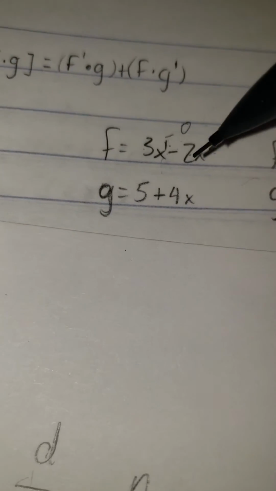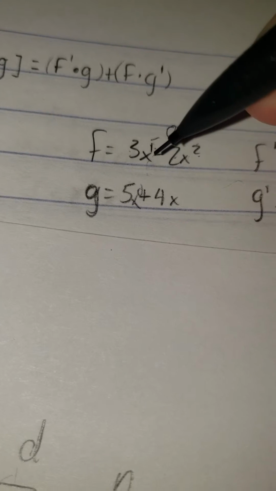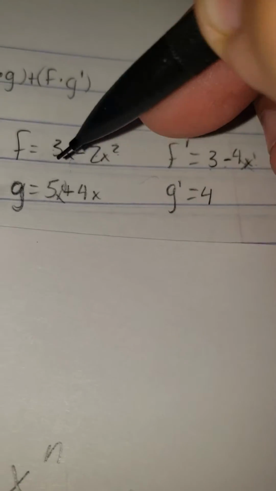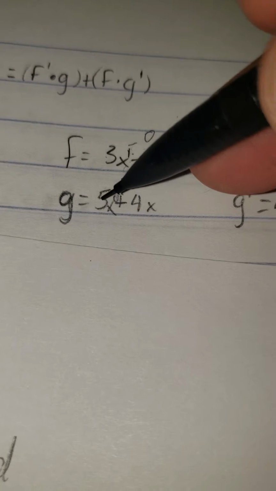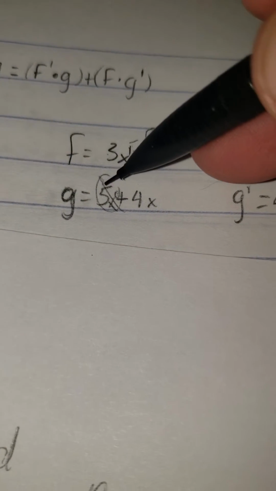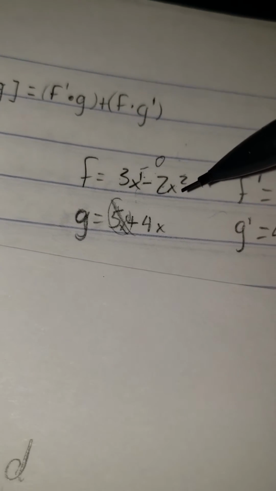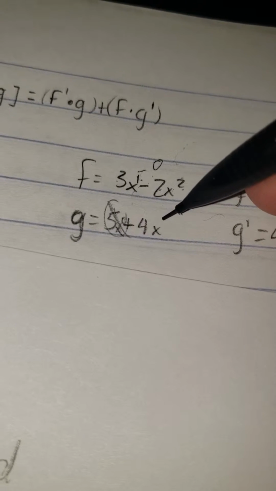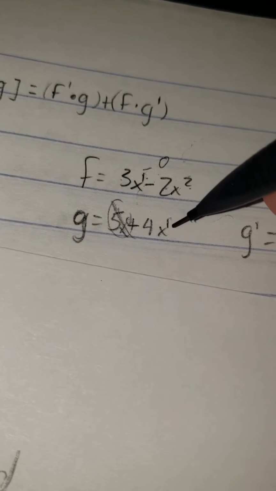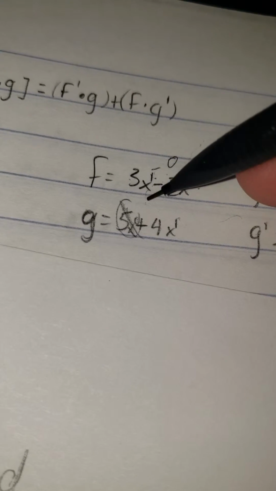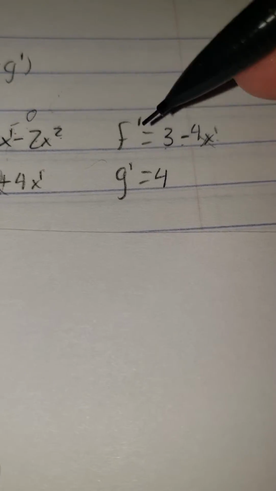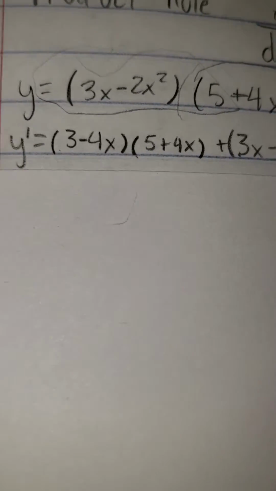Similarly, here, since 5 already has an x to the power of 0, when you reduce that further and multiply, it's 5 times 0. Anything times 0 is 0, so this is taken out entirely. Basically, it's 0 plus 4x, and this 4x is technically 4x to the power of 1. So with similar things that I did for this one, apply that here, and the derivative of g is now 4.